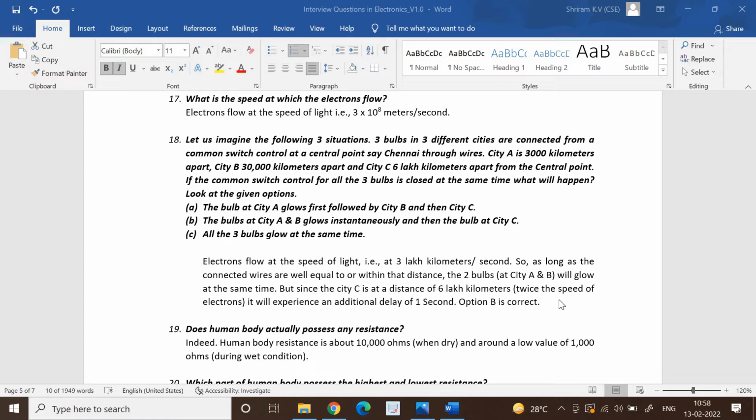City A is 3000 kilometers away. City B is 30,000 kilometers away. City C is 6 lakh kilometers away from the central point. If the common switch control for all the 3 bulbs is closed at the same time, what will happen? I will give you 3 options.